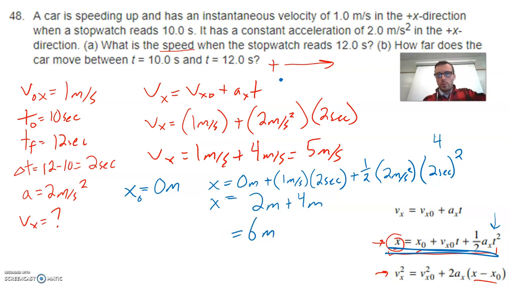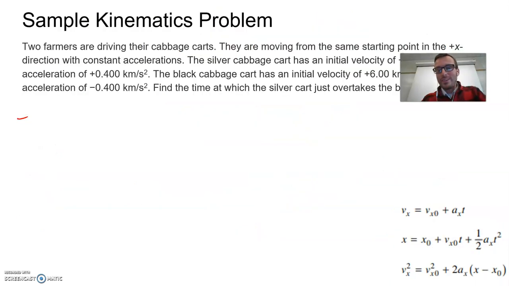So here's a fast, quick, easy example of how to use the kinematic equations to solve for how fast we are going after a certain amount of time, and how far we go after a certain amount of time. Yo, we are flying. We're only at 4 minutes, 30 seconds.